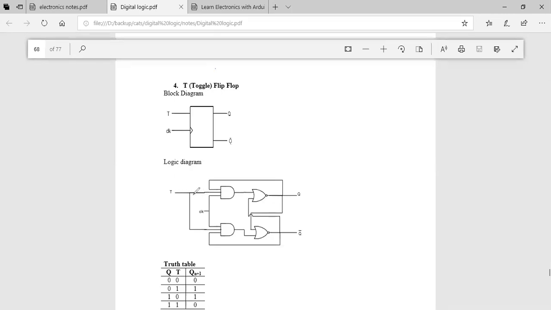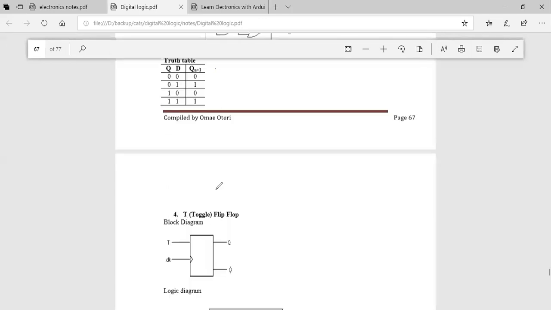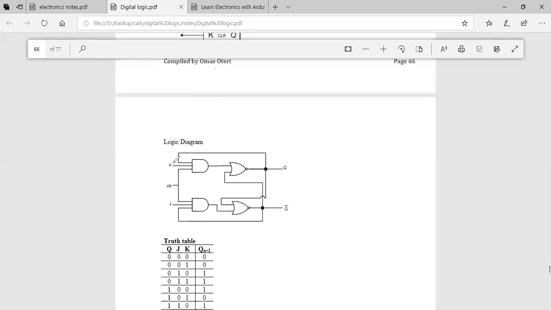So the connection for the T flip-flop is that we just take the JK flip-flop and we loop it. If you look at our JK flip-flop here, just take this one and then loop it, connect it down here. That gives you the T flip-flop. As simple as that. So let's have a look at how it operates.